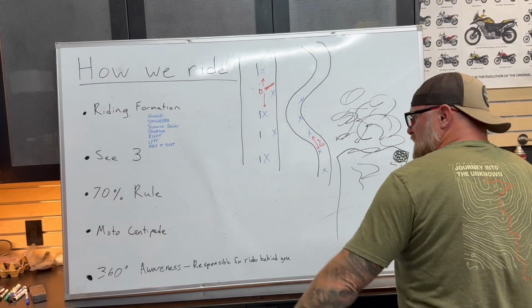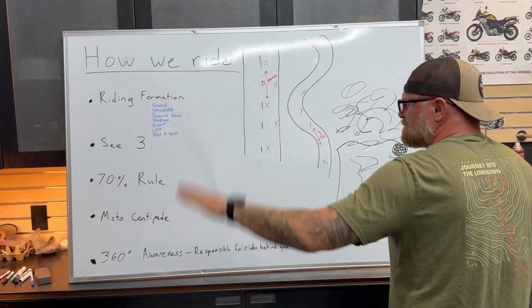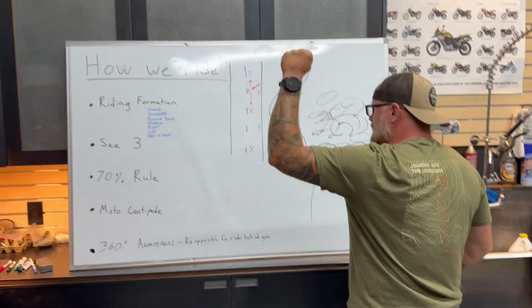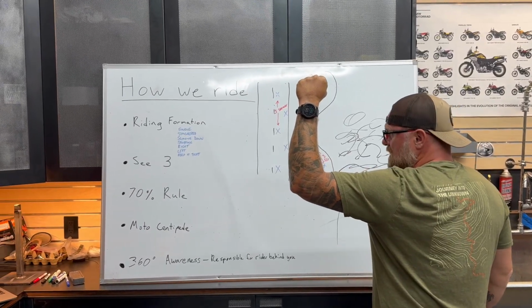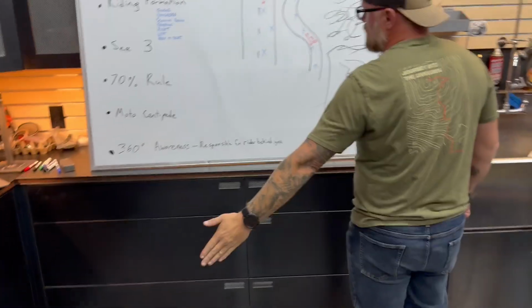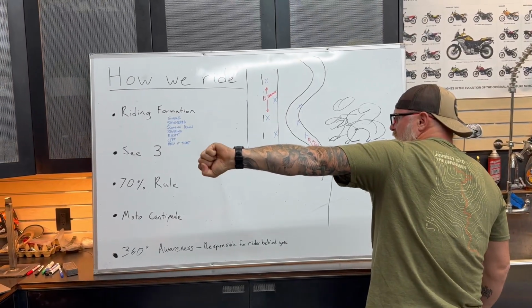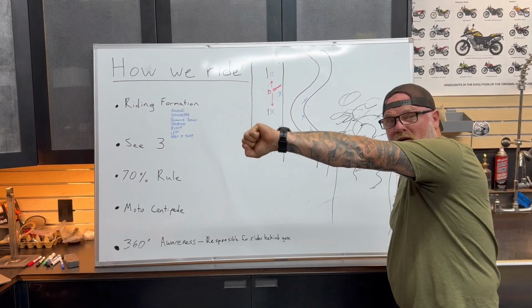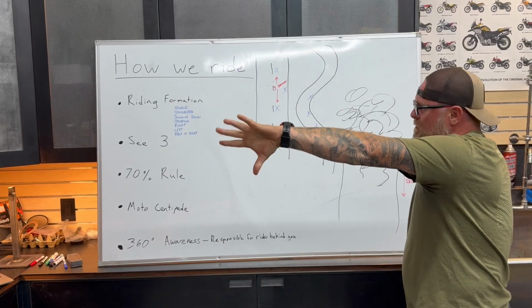If your rider goes like this, it means slowing down. If he does the fist, that means stop, or I'm stopping. And then right hand turn, left hand turn. If he does this, it does not mean anything inappropriate. It means keep it tight. It means we're in a city.